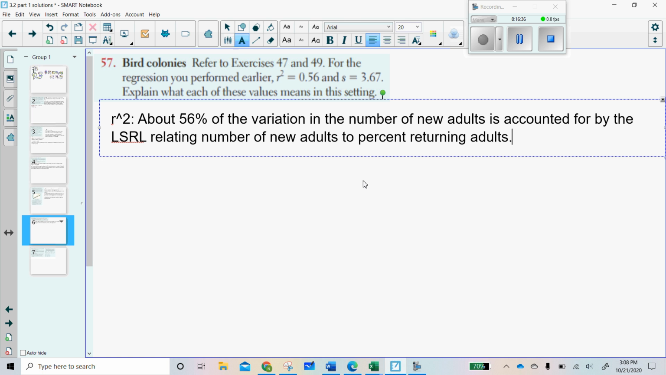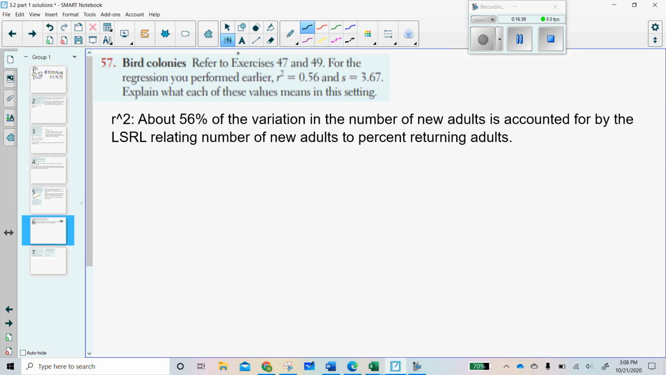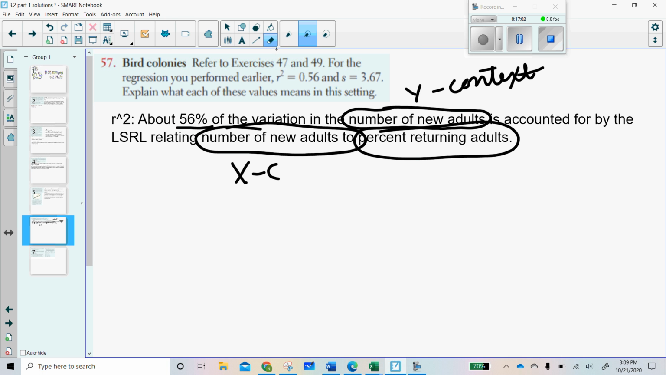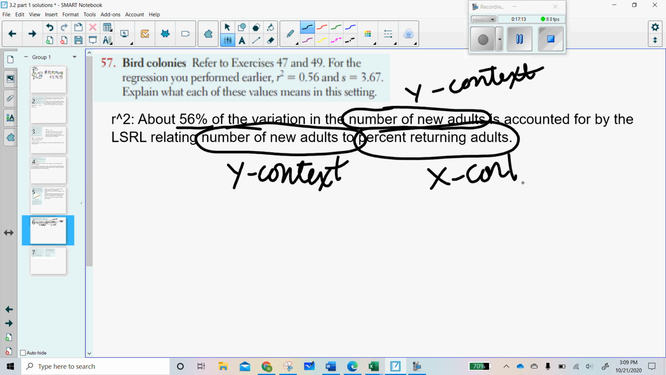Okay, so again, this should start looking really familiar, but basically you fill in the blank with the variation or with the percentage. Here, this is whatever your y context is, accounted for by the least squared regression line relating the y context to the x context. So you can basically fill that in every time you want to do R squared.